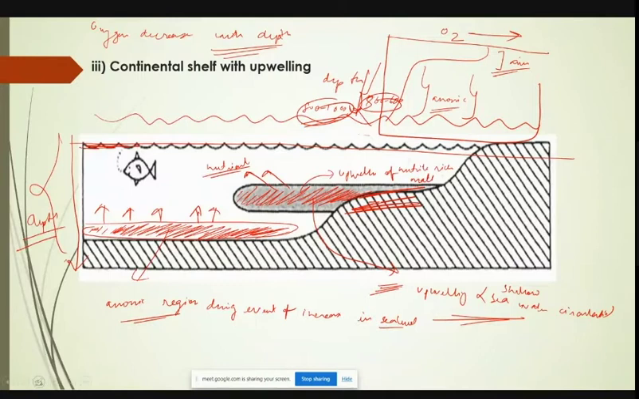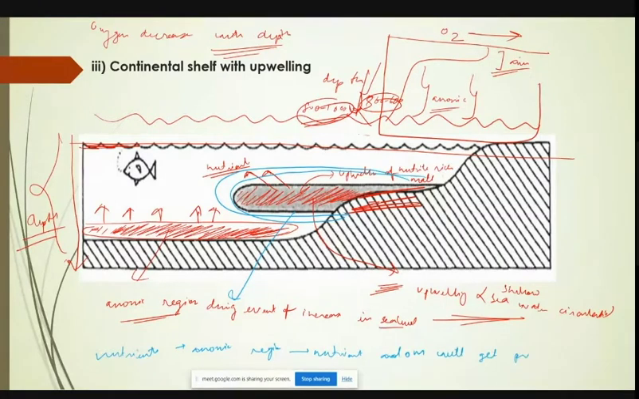Okay. So what will happen is, this anoxic region will shift to this region. Anoxic region goes up and shifts to this region. That is, it will cover up the nutrients. Now, since the nutrients are covered by the anoxic region, these nutrients will get preserved. Nutrients and organic matter will get preserved.